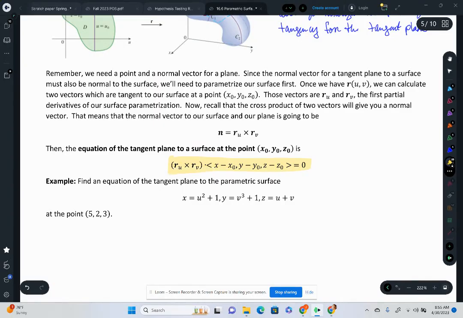Before, when we were looking at equations of tangent planes, we found that the gradient vector would serve as the normal vector to a tangent plane. Now that we're working with surfaces and we have parametrizations of surfaces, we have a whole new way of coming up with the equation of the tangent plane.